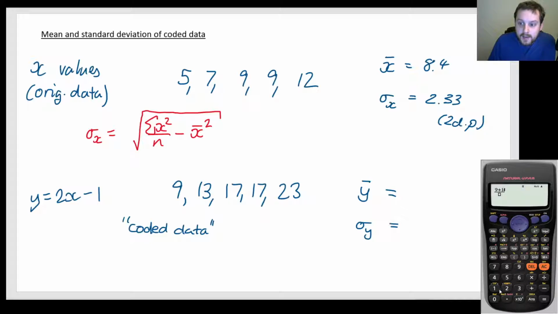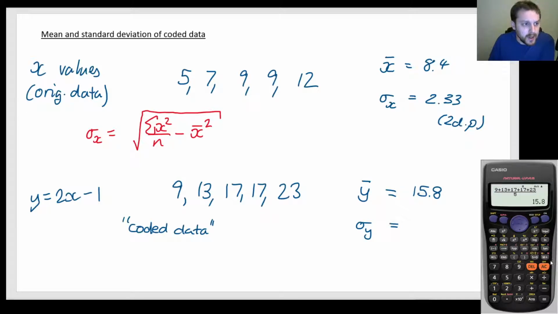So 9 add 13 add 17 add 17 add 23 shared by 5 is 15.8. So a question that I will ask in a moment, but you could start thinking about it, is what has happened to this 8.4 to produce this 15.8, and does that maybe make a bit of common sense as well? So we'll talk about that in just a moment. Let's actually do this first, and then sigma y.